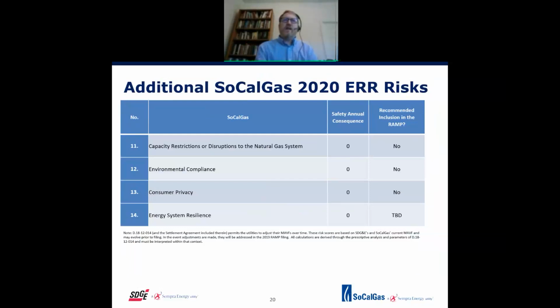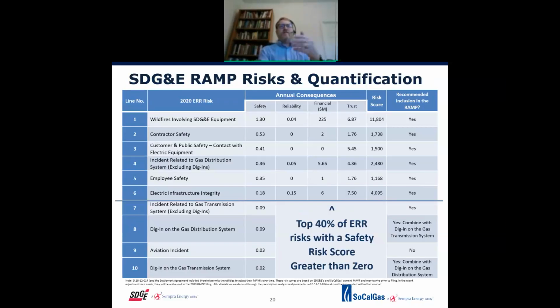So this is just 4 slides, 2 for SoCalGas and then 2 for SDG&E. Very similar to how we did SoCalGas, same thing. We went through the safety assessment, ranked it by the safety assessment, and took the top 40%. In this case, it's 6 risks, and we did the full MAVF workup on those, and that's displayed in the risk score. Also, you'll see that because SDG&E serves both gas and electric, we have the same issue: we think it's better to combine the dig-in risks for the gas side.